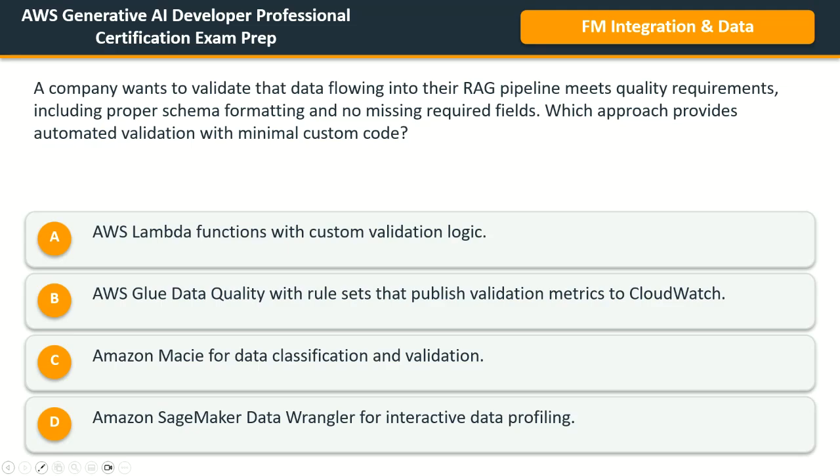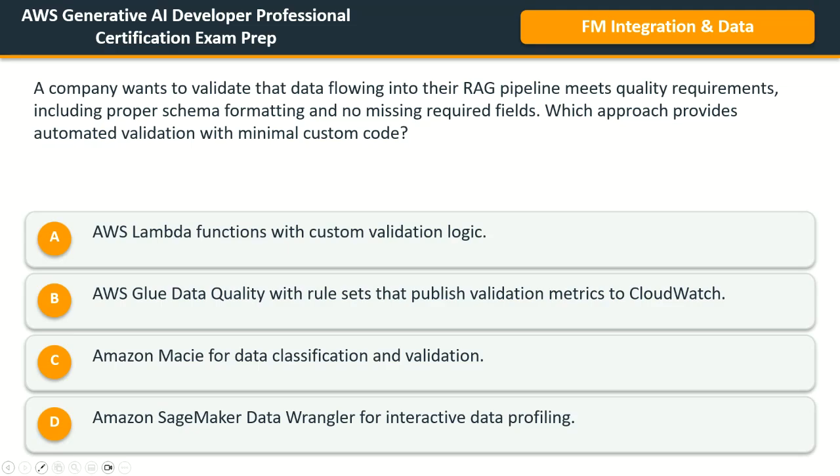Why are the other answers incorrect? Option A is custom Lambda logic. That is the opposite of minimal custom code. You have to build and maintain validation rules yourself. Option C is Macie. Macie is for sensitive data discovery and classification, not schema validation and completeness checks.